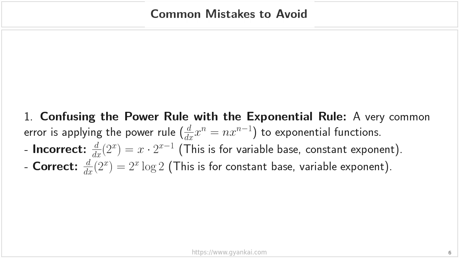For example, if you were to say that the derivative of 2 to the power of x is x times 2 to the power of x minus 1, that would be incorrect. Please remember that the power rule is only applicable when you have a variable base and a constant exponent. In our current lesson, we are dealing with a constant base and a variable exponent. Therefore, as we established in the previous slides, the correct derivative of 2 to the power of x is 2 to the power of x multiplied by the natural log of 2.